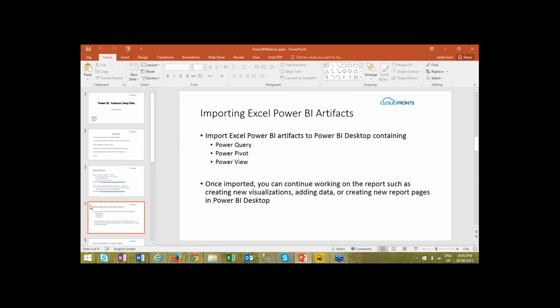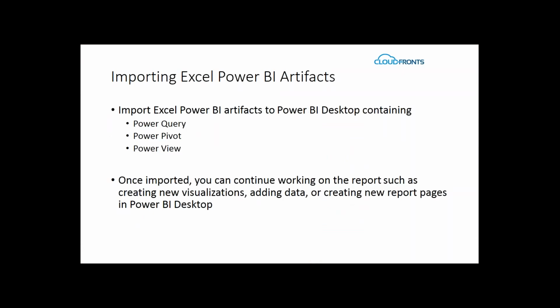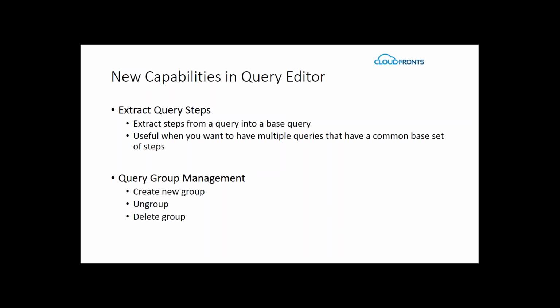Okay, we'll move further. So we have seen how to import Excel Power BI artifacts. Now moving on to the next, the new capabilities in Query Editor. So we'll be talking about two major features in Query Editor. First one is the extract query step and second one is the query group management. So what are these two features?